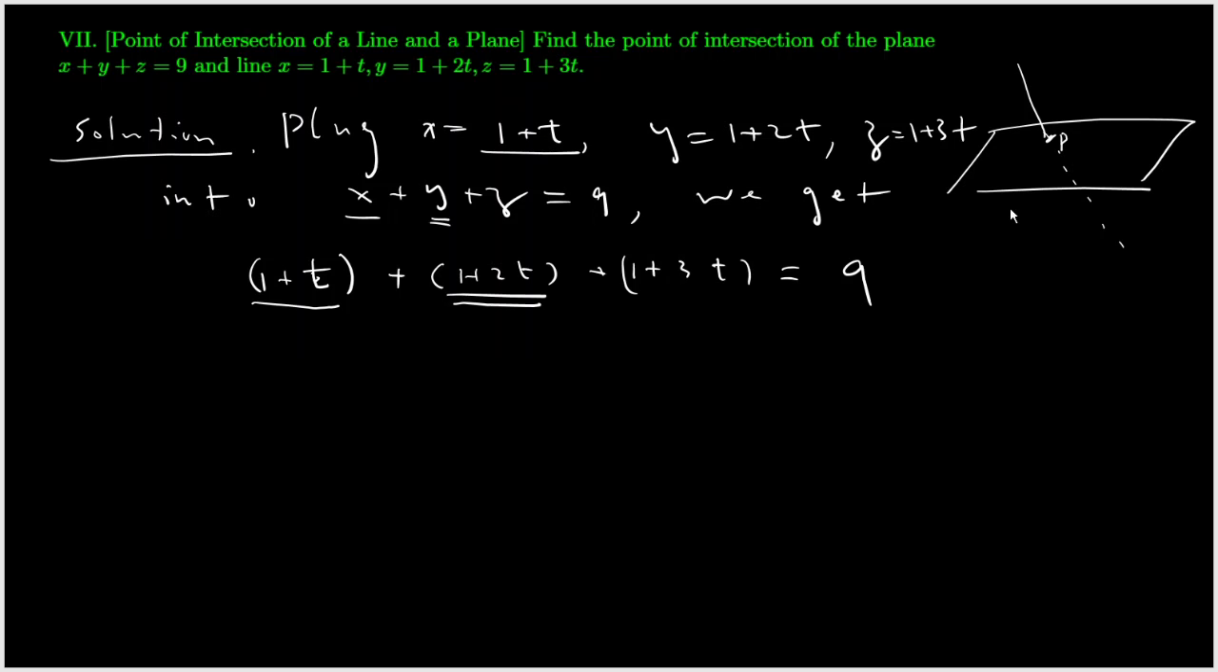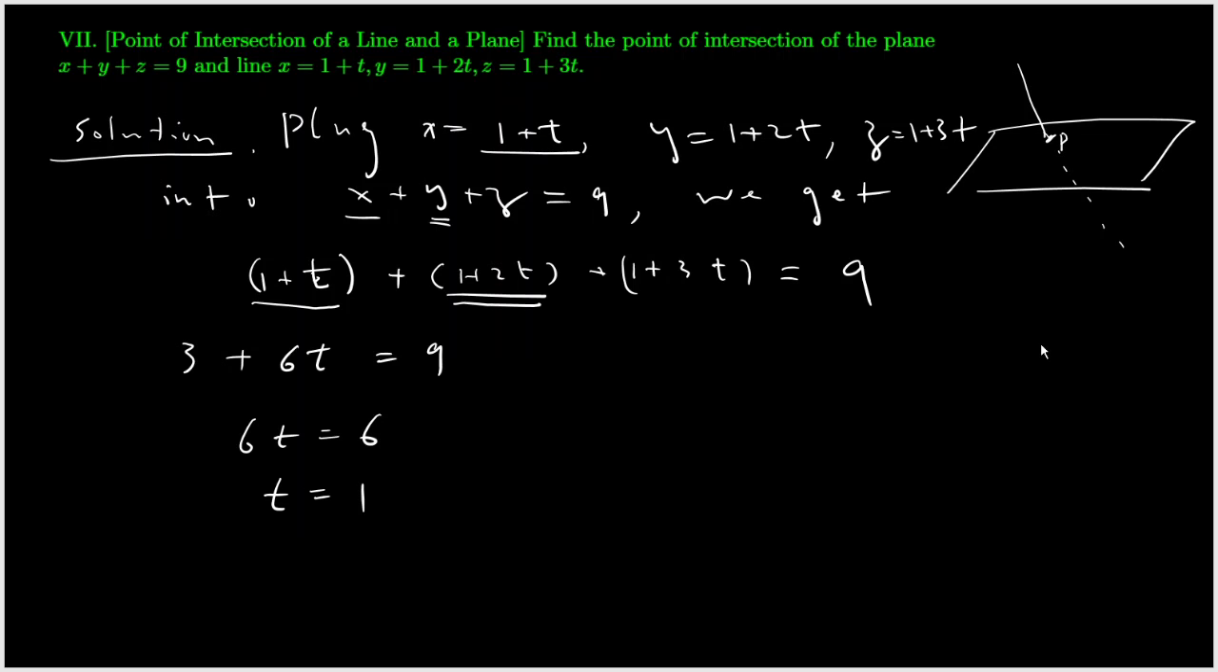Okay, now let's simplify a little bit. How many t's altogether? I think altogether you have 6 t's, right? 1t, 2t, 3t. You have 6 t's, and the number part I believe is 3. 3 plus 6t is equal to 9. So you have 6t equals 6, right? So which means t value is equal to 1.